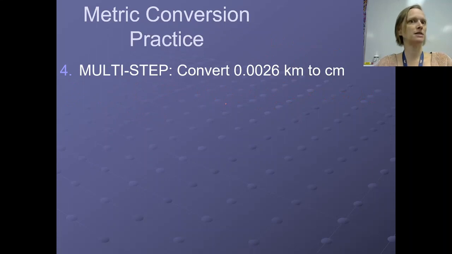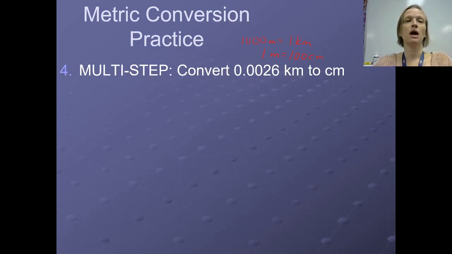Okay, here's a multi-step problem, converting from kilometers to centimeters. You might not know how to convert from kilometers to centimeters. You do know, however, or you should know, that 1,000 meters is the same as 1 kilometer, and that 1 meter is the same as 100 centimeters. So I don't know how to go from kilometers to centimeters in one step, but I can go kilometers to meters and then go from meters to centimeters. Okay, so that's what I'm going to do here.